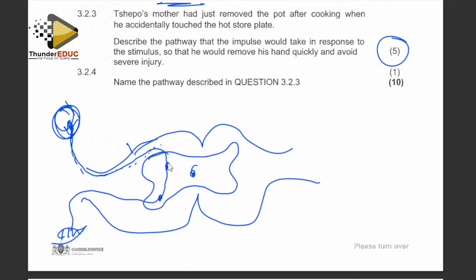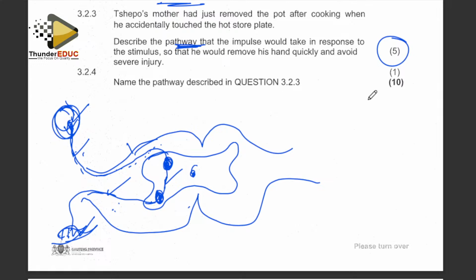And then the sensory neuron will come into contact with the connector neuron through the synaptic connection. The connector neuron will transmit the impulse to the motor neuron through the synaptic connection. Then the motor neuron moves out of the spinal cord via the ventral root to the muscles, and then the muscles will contract and remove the person. Meaning that you need to talk about the receptor, the sensory neuron, the synapse, the interneuron, the synapse, the motor neuron, and then the effector. At least you have 5 marks there, showing how the impulse is being transmitted. You have to talk about that impulse because they're saying describe the path.